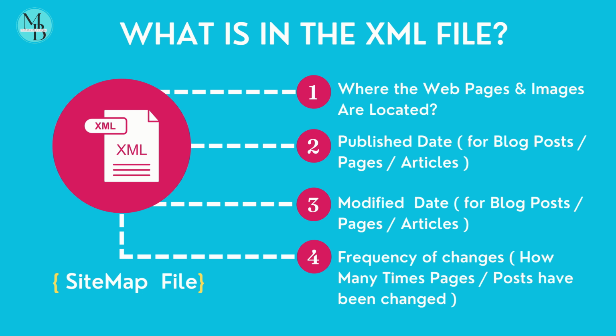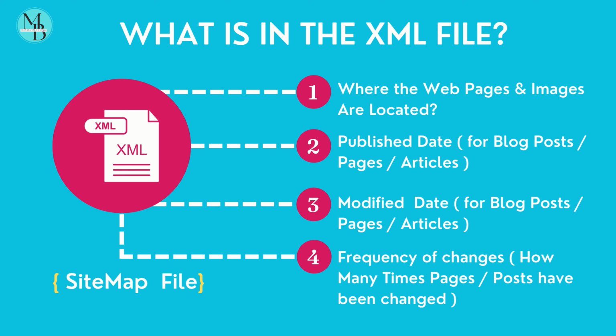Second, we provide the publish date, the date at which our blog post or article has been published for our readers. Next, the modify date. Whenever we modify our blog post or images, that date is also clear in our sitemap. And next comes the frequency of changes. How many times we have changed or modified our blog post also comes in sitemap.